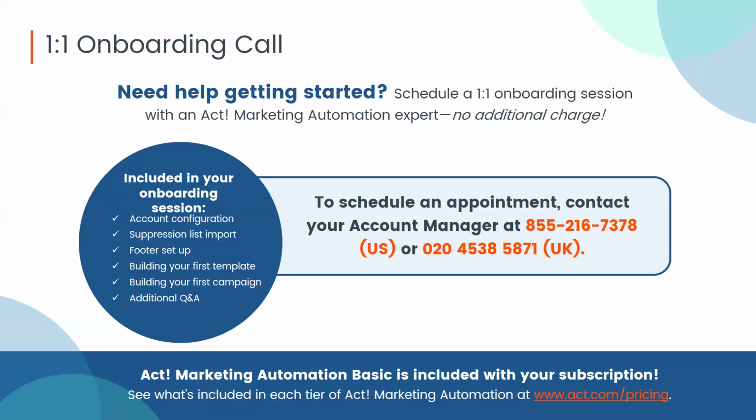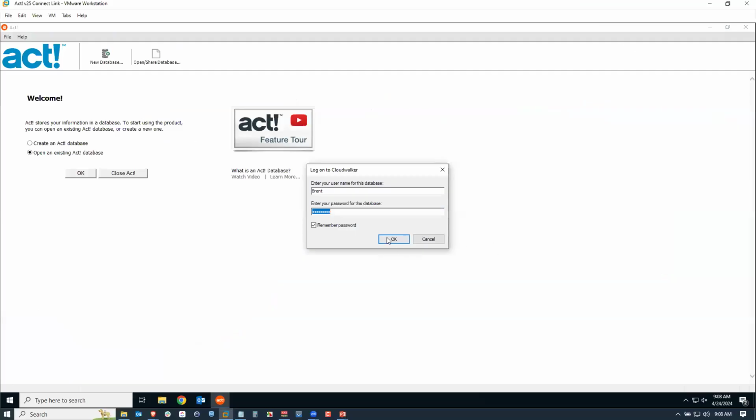Importing that suppression list. I showed you how to do that, and he'll help you build your own list and make sure that you are importing it. Setting up your footers for your emails. Building your first template. He's going to walk you through more of the details than I did in the short time that I was available to do that today. Building a campaign and even answering any other questions that you may have. This is a free resource. Take advantage of it. There's some phone numbers there. If you're in the US or the UK, contact your account manager and make sure you schedule that. I want to see Andy super, super busy over the next couple of months because you guys are all scheduling this call with him.